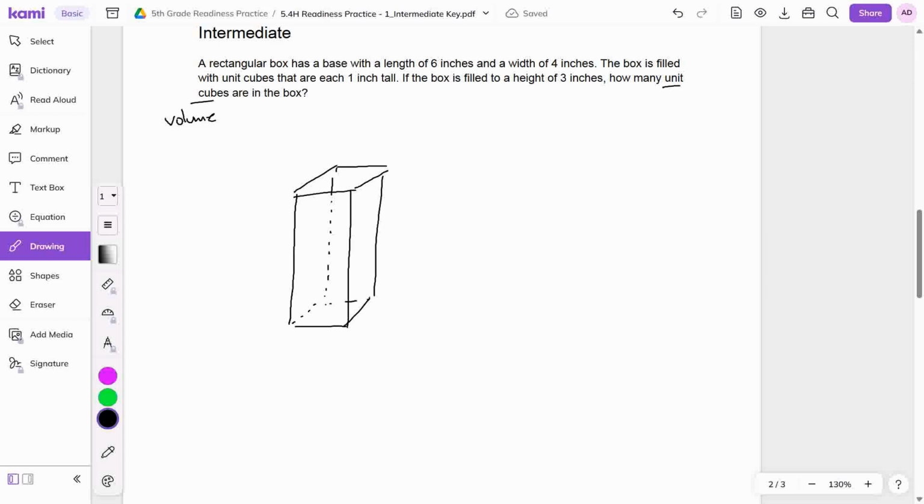So I will call this 6 inches, and I will call this 4 inches. And we have a height of 3 inches. All right, so I made it too tall, but that's okay. So we'll say it's 3 inches. There's my height. So there's my length, there's my width, there's my height.